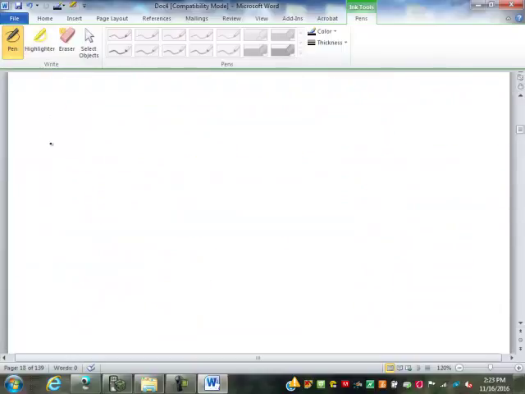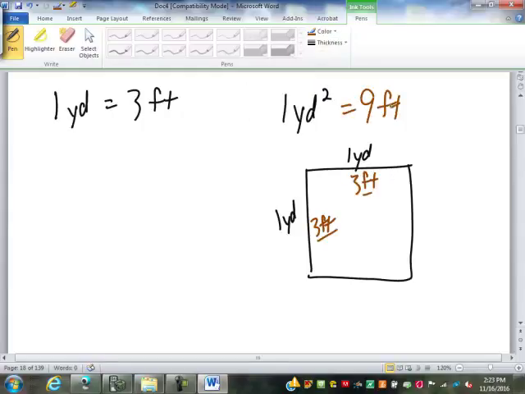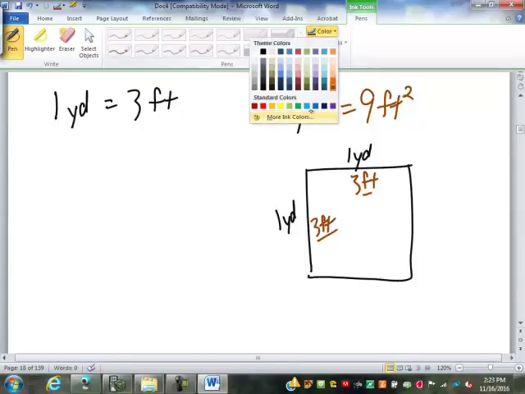Next, we're going to look at yards to feet. 1 yard is 3 feet. So that means 1 yard squared, or 1 square yard, is defined to be 1 yard by 1 yard, which is 3 feet by 3 feet. And the area of that, 3 times 3, is going to be 9 square feet.